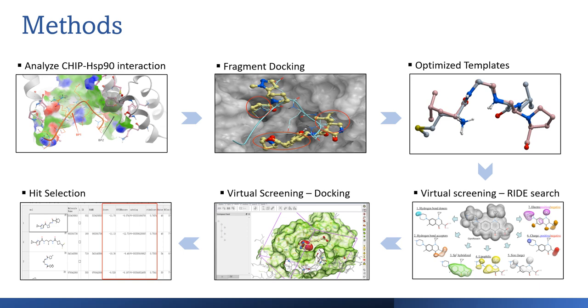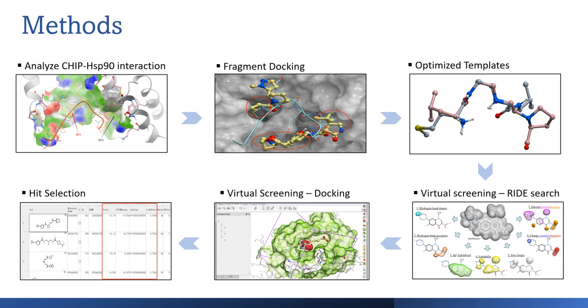Also, two types of virtual screening were performed in this study. One is a ligand-based RIDGE search, which serves to discover hits that have similar atomic property field to the template. And another is receptor-based docking screening, which is used to discover hits that can fit well into the receptor pocket.